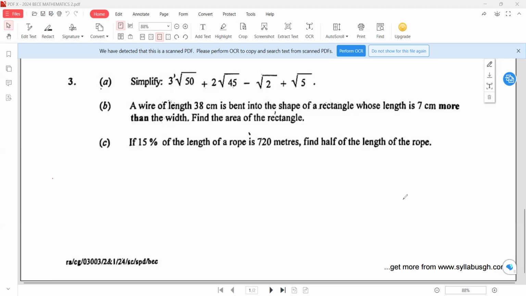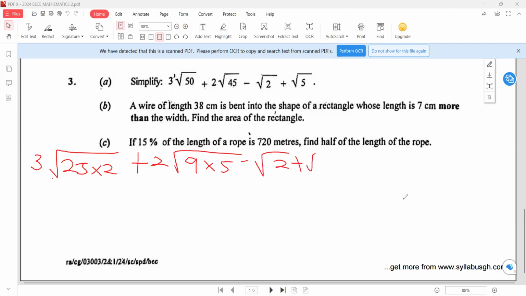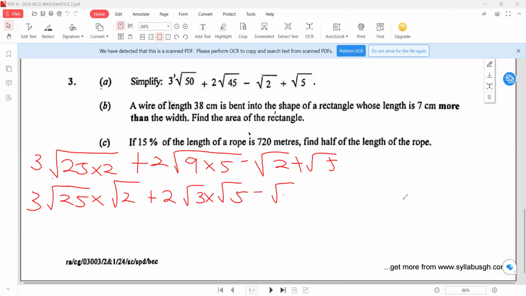So you have to first reduce those numbers. So 3 with 50, how do you reduce? You look for a perfect square that can divide that. So that's 25 times 2 plus 2. Same here, that's 9 times 5, 45. Then we have root 2, then we have root 5. If we proceed, this is going to be root 25 times root 2, root 9 times root 5, root 2 plus root 5.